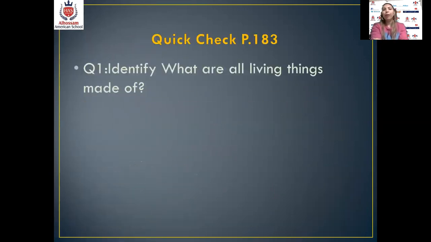Okay, and now quick check, page 183 in your book. Number 1, identify what all living things are made of. So if you know the answer, raise your hand. Okay, let's start with Adam. Yes, Adam. All living things are made up of cells. Yes, made of cells. Thank you, Adam. So, as you said, cells.